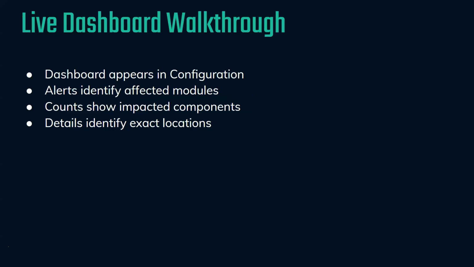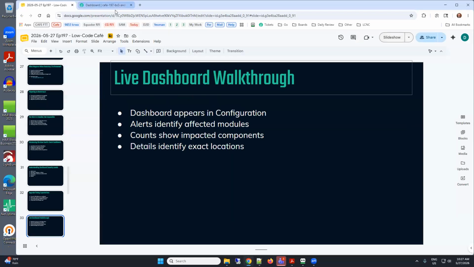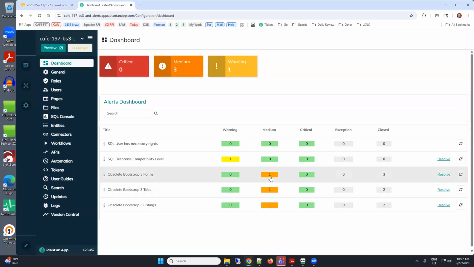So let's dig into the dashboard a little bit more and explain how to work with it and what you can do with it. We're trying to make this be as useful as possible. So you know where it is, it's in configuration. The alerts identify which modules are affected, and the counts show how many of those there are. But there's details behind it, so let's walk through those. If you click on any of these items that have numbers on it, like I'm going to click directly on this, the one Bootstrap 3 form medium alert.